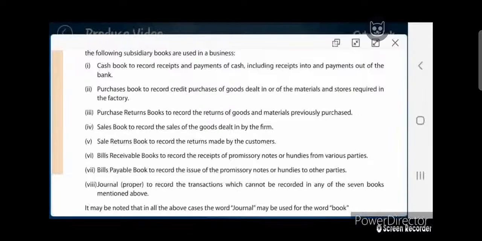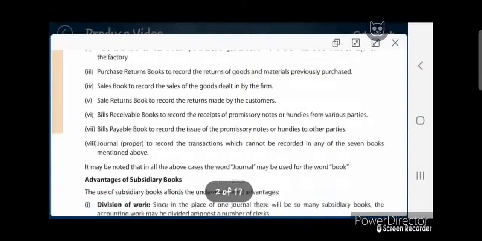So in the purchase return book, you will see in the purchase book all the goods you have bought, so that you can calculate: this much goods I am sending back, you should give me this much money. So this much you will understand.